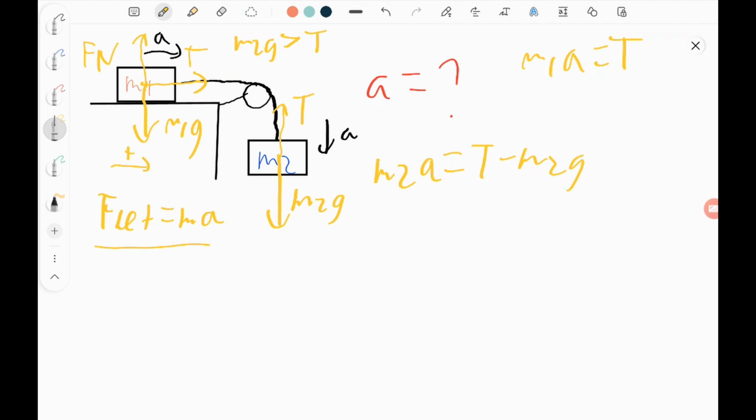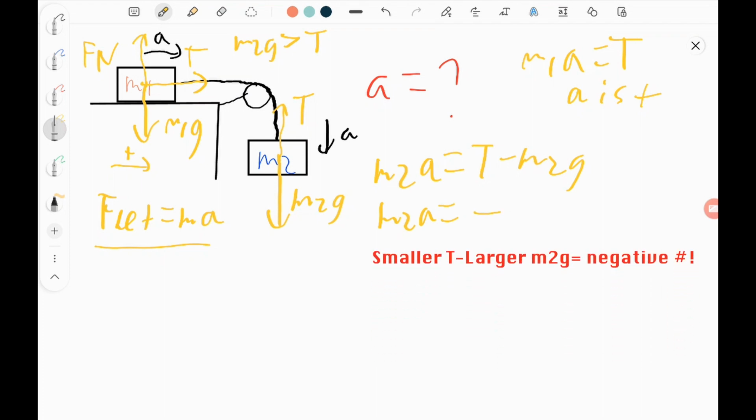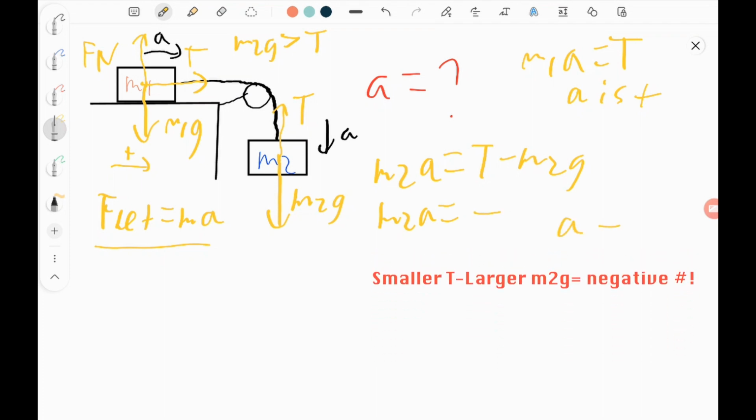However, if we set up the equation in this manner, it is not the same because we defined rightward to be our positive direction for this acceleration here. So this equation implies that a is positive. However, for this equation here, if we took upward to be our positive direction, m2g is greater than T. So that means we're going to end up with m2a equal to some negative number. And that will imply that a is negative, which we cannot use because we want the accelerations to be the same in order to solve for it. So how do we make that the case?